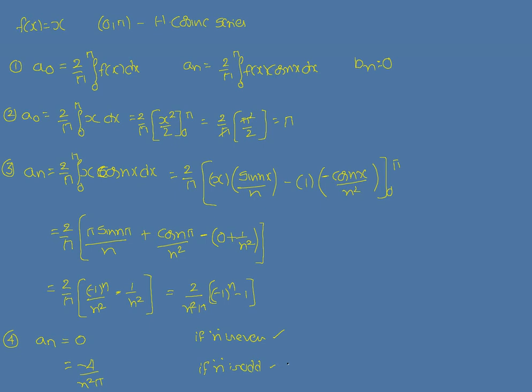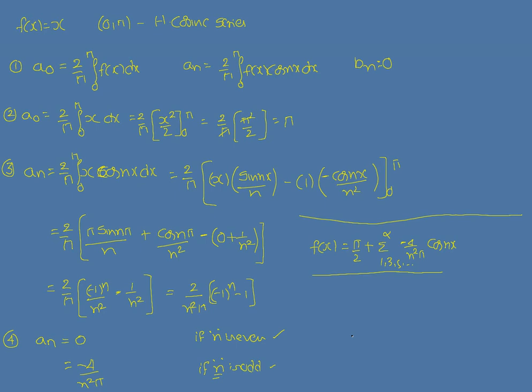Therefore the Fourier series f of x is equal to a naught by 2, where a naught is equal to pi, so pi by 2 plus sigma. The an values exist for n odd only, therefore you consider n is equal to 1, 3, 5 and so on up to infinity. So the an value is minus 4 by n square pi into cos nx. This is the Fourier cosine series for the function f of x is equal to x.